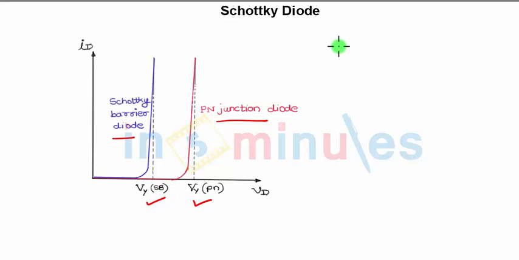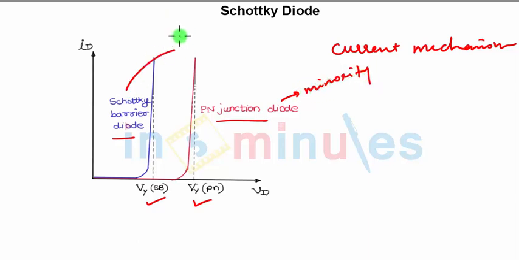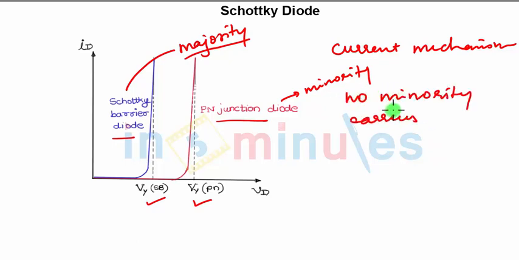The current mechanism in the two devices is different. In the PN junction, the current is because of minority carriers, and in the Schottky barrier diode, the current is because of the majority carriers. This is the main difference between the Schottky diode and the PN junction diode. The current in the Schottky diode results from the flow of majority carriers over the potential barrier at the metallurgical junction, whereas in the PN junction, the current flows because of the minority carriers over the potential barrier at the metallurgical junction. This means that there are no minority carriers in the Schottky diode.